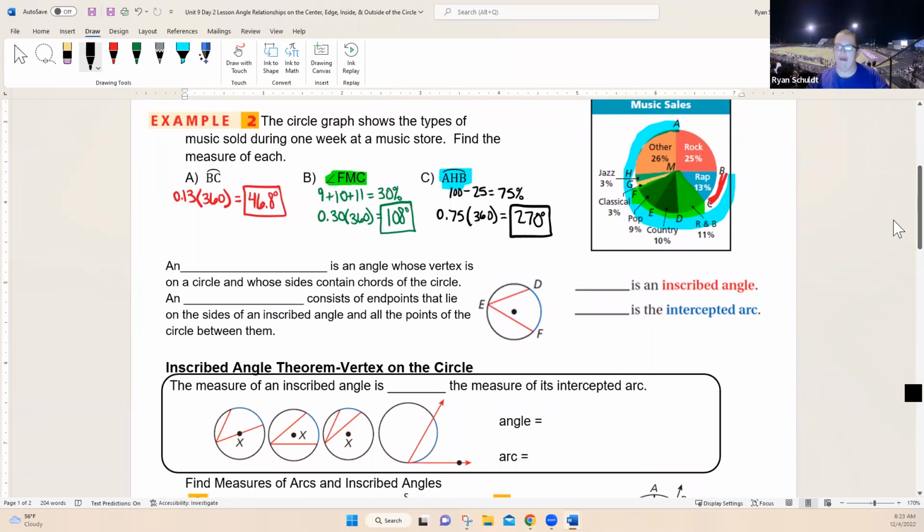So now we're going to talk about angles that are inscribed in the circle, meaning they're inside the circle. An inscribed angle is an angle whose vertex is on the circle and whose sides contain chords of the circle. So like angle DEF, that is inscribed.